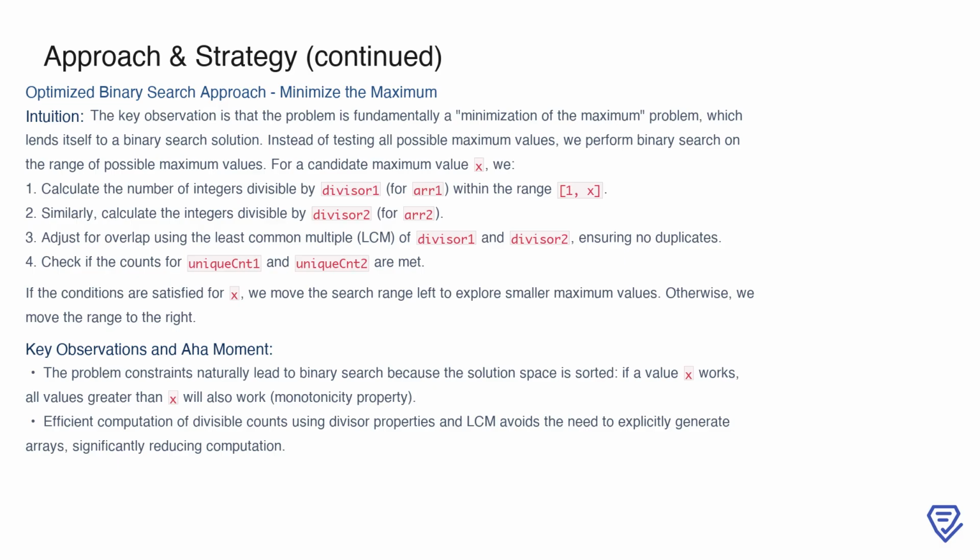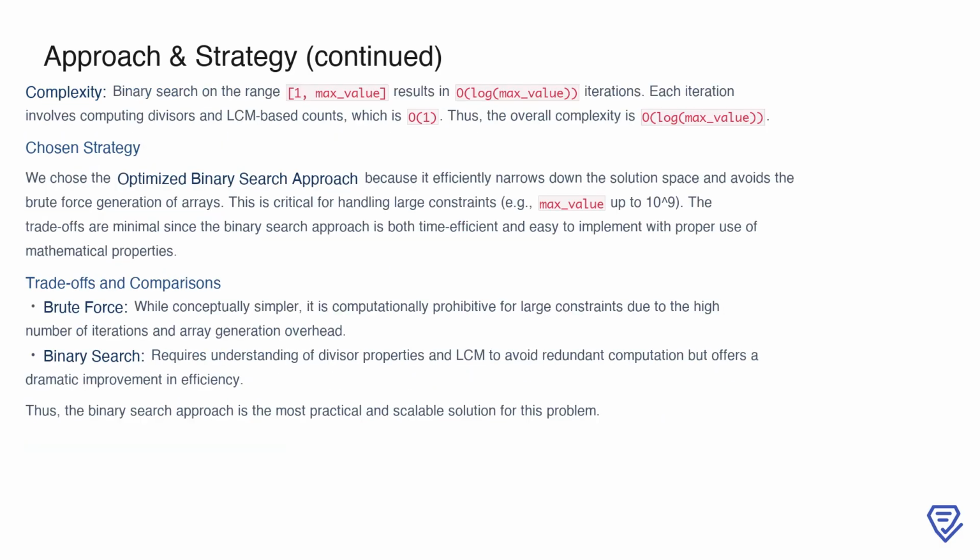If they do, we adjust the search range to explore smaller maximum values. If not, we shift the range to explore larger values. The aha moment here is recognizing that binary search, combined with efficient computation of divisible counts, avoids the need to generate arrays explicitly and drastically reduces computational effort. The binary search approach is not only conceptually sound but also highly efficient in practice.